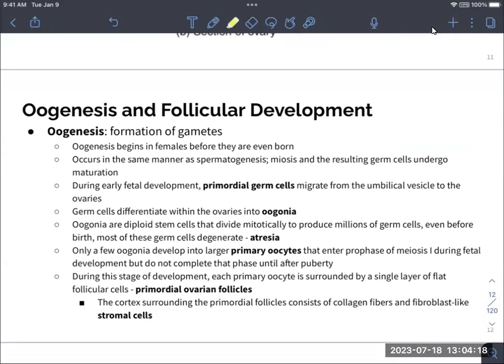So oogenesis. Oogenesis is the formation of gametes in females, like spermatogenesis was the formation of sperm in males. Now we're doing oogenesis, which makes those oocytes. In a female, this is going to start before they're born. Females are born with all of their oocytes in various stages already developed.